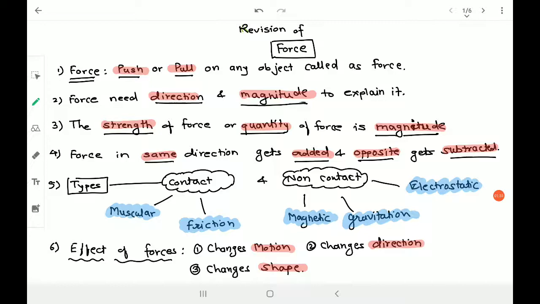Effect of forces, that means what force can do. Force can change the motion of an object, from rest to motion or from moving to rest, both. That means it can set any object in motion or stop any moving object. It can change a moving object's direction, and it can change the shape of an object, like a rubber ball or clay. When you apply force, it changes its shape. So this is the part on force we saw in the last session.